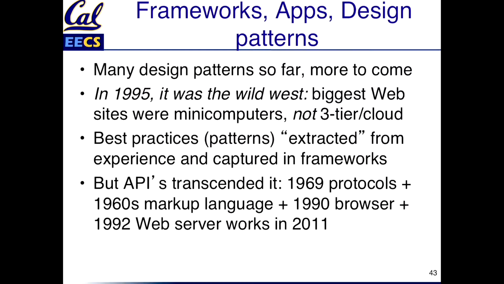So now, looking back, we can see there are these different ways to structure web apps. There are different templating systems. There are frameworks to support each of those choices. But when the web became a consumer mass market thing in the mid-90s, it was the Wild West, right? The biggest web servers at that time were not running in anything that looks like cloud computing today. They were running on minicomputers.